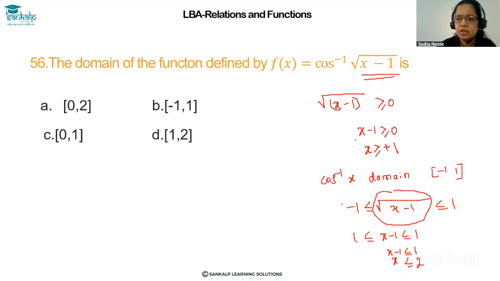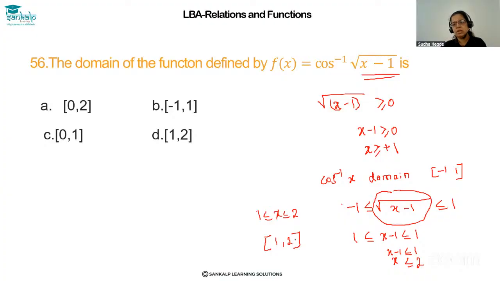So x should be greater than or equal to 1, and x should be less than or equal to 2. That means the interval is the combination of both. You can even write it like this: 1 less than or equal to x less than or equal to 2. What is that? It is the closed interval [1, 2]. So the domain of the function f of x equals cos inverse of square root of x minus 1 is the closed interval [1, 2].